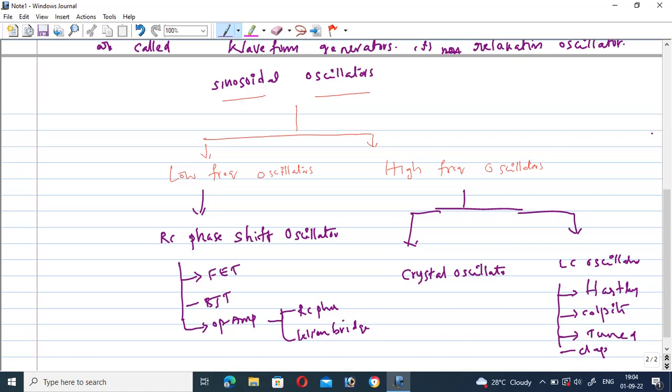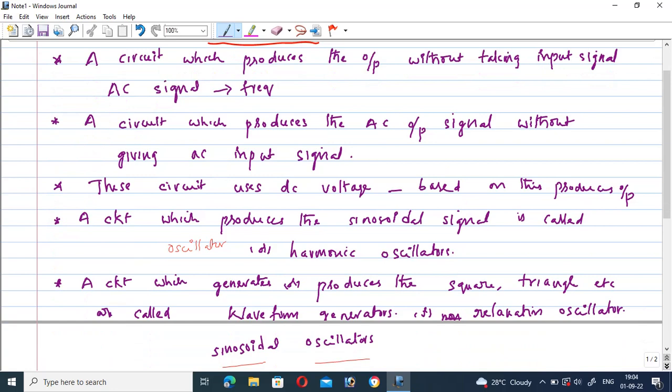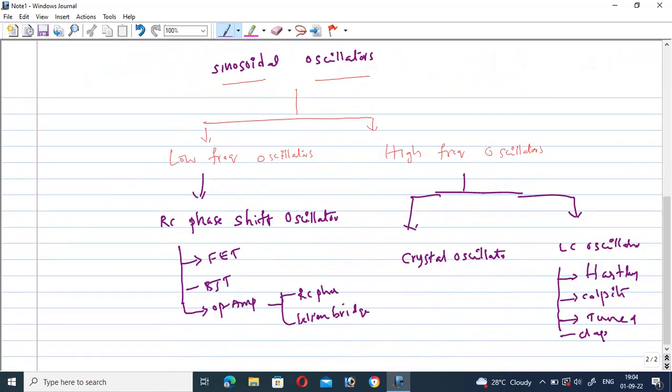In the next video, we will see the basic principle of operation of an oscillator. This is just a brief introduction about what is meant by an oscillator and what the classifications of oscillators are.